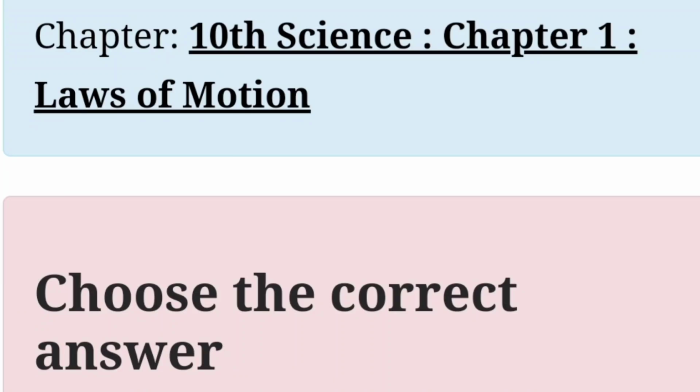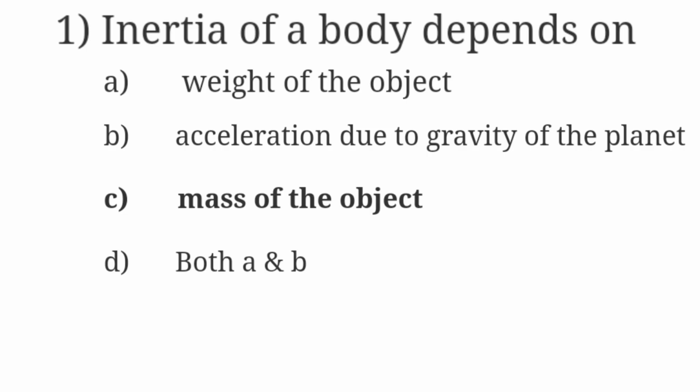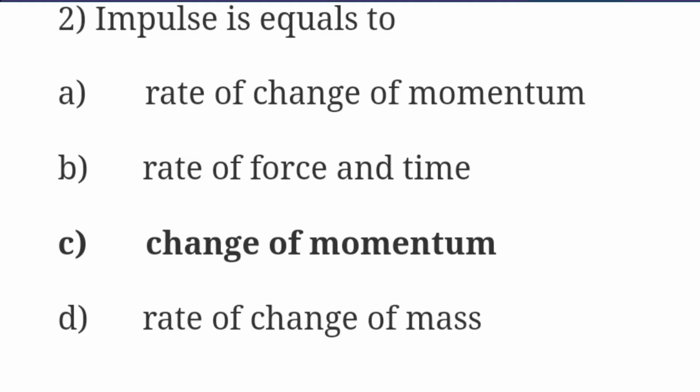10th Standard Science, Chapter 1, Laws of Motion. Choose the correct answer. First one, inertia of a body depends on option C answer, mass of the object. Second one, impulse is equal to answer C option, change of momentum.